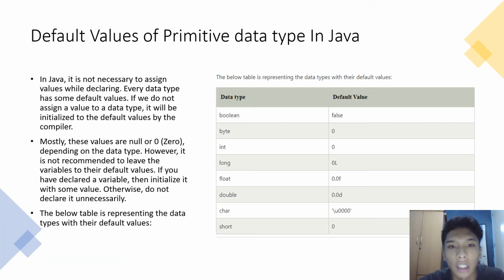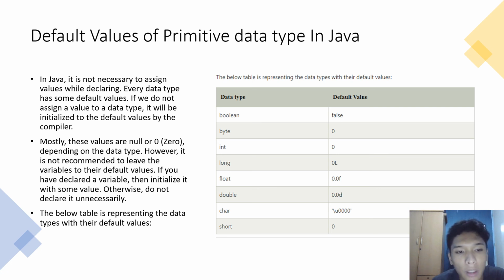Default values of primitive data types in Java. In Java, it is not necessary to assign values while declaring. Every data type has some default value. If we do not assign a value to a data type, it will be initialized to the default value by the compiler. Most of these are null or zero depending on the data type. However, it is not recommended to leave variables at their default values. If you have declared a variable, then initialize it with some value, otherwise do not declare it unnecessarily.